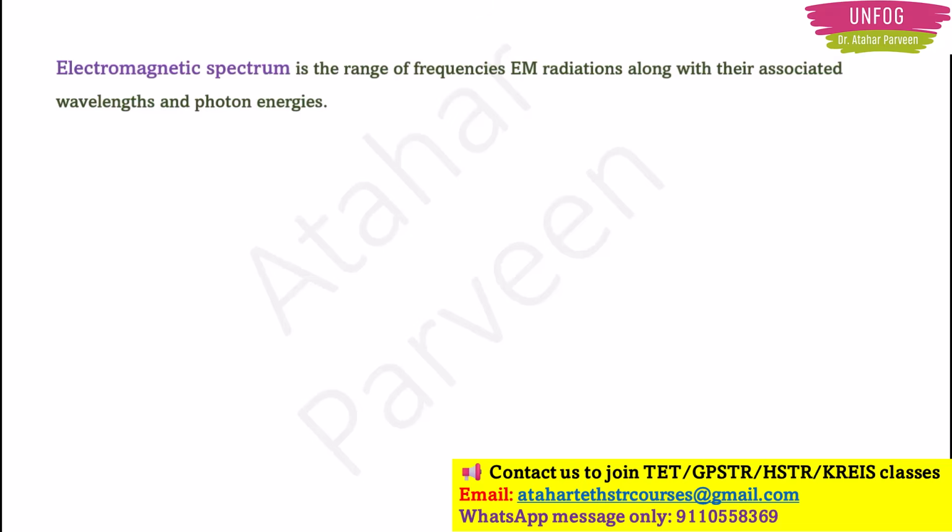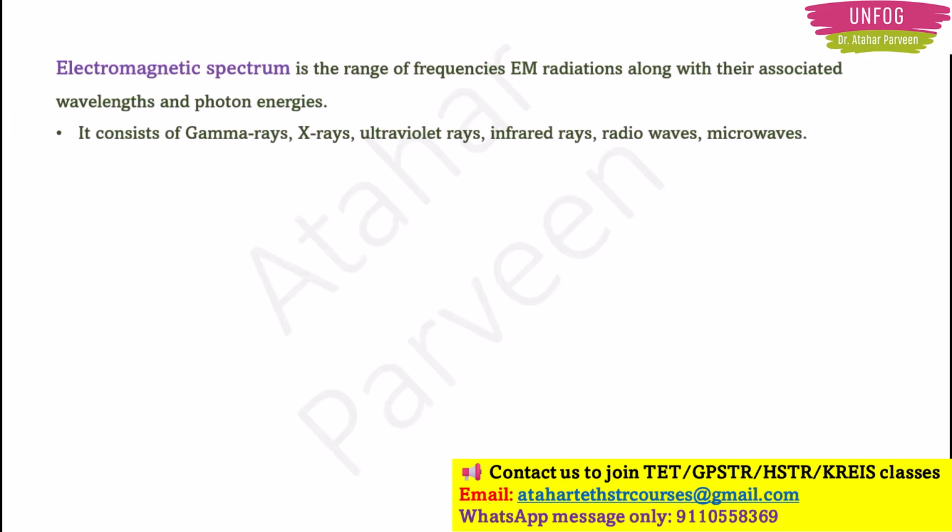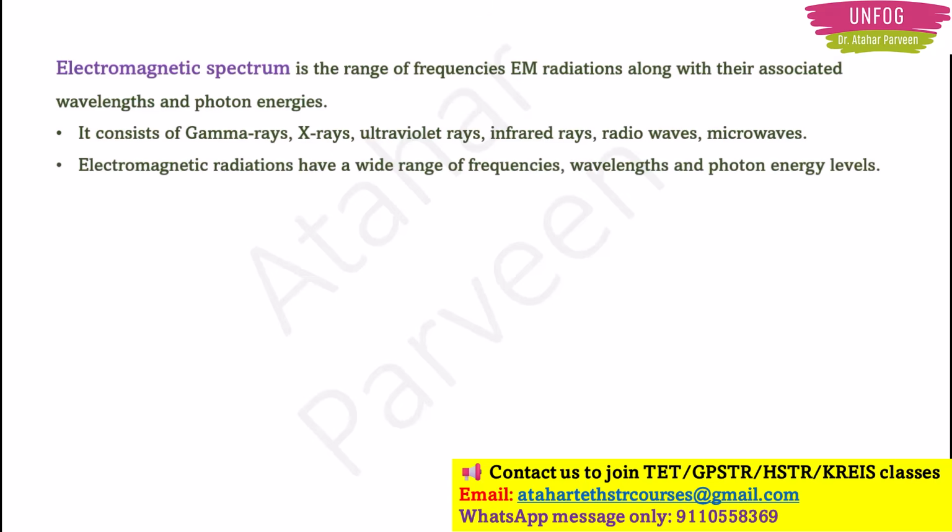These electromagnetic radiations consist of gamma rays, X-rays, ultraviolet rays or UV rays, infrared rays or IR rays, radio waves and microwaves. Okay, we have the visible light also in this. And these radiations have a wide range of frequencies, wavelengths and photon energy levels. This we will have to learn. Any question can be asked from those frequencies, wavelengths and energy levels. And as I told you, these also travel at the speed of light and they can travel through vacuum.